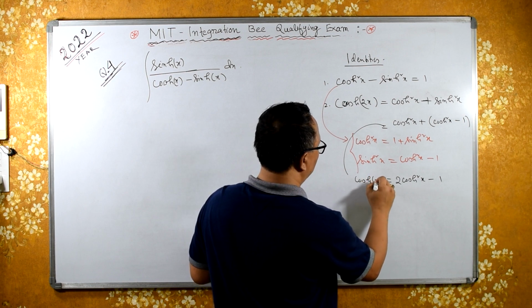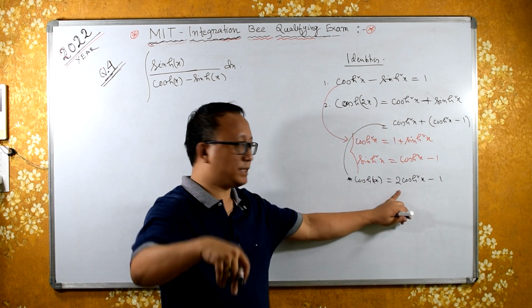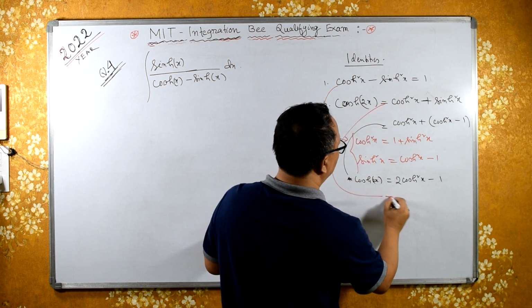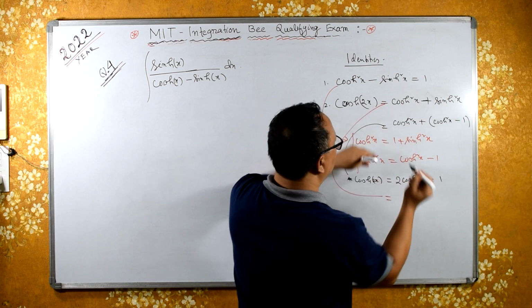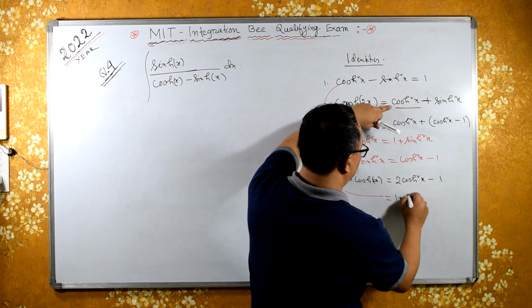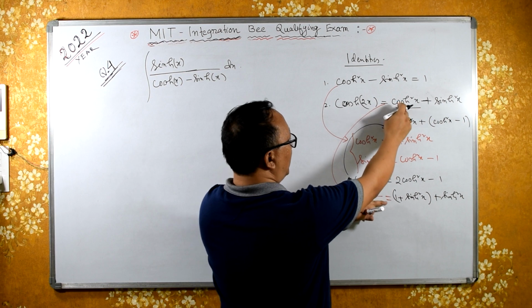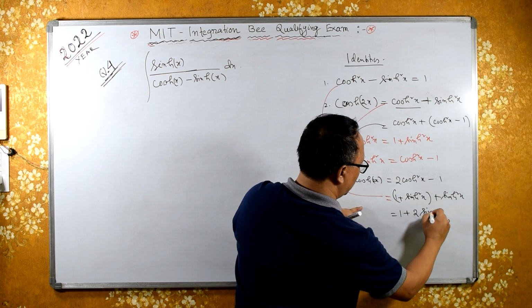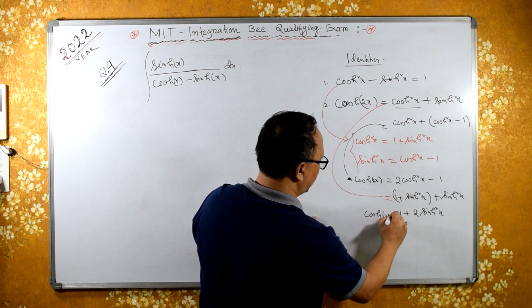This is cosh of 2x. Now if I want to bring cosh of 2x in terms of sine, then from here, instead of cosh square x I can write 1 plus sinh square x, plus sinh square x. This equals 1 plus 2 sinh square x. This is cosh of 2x.